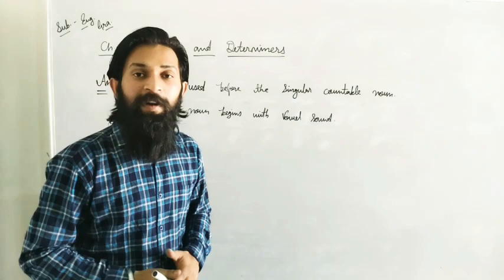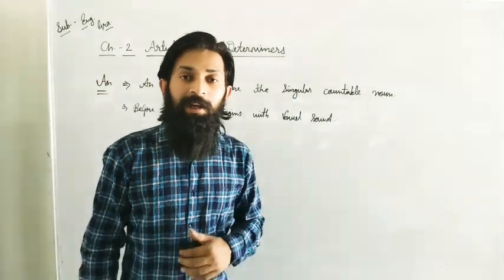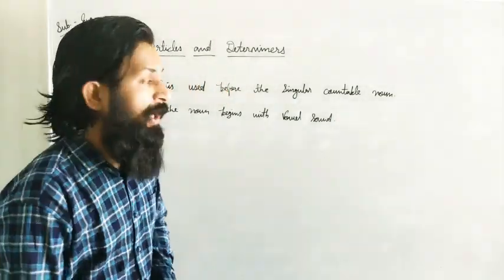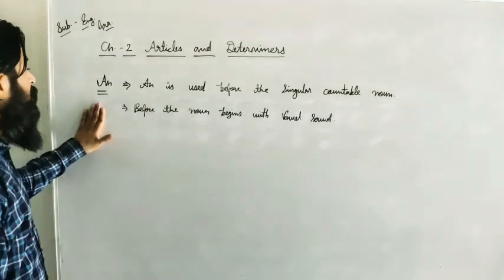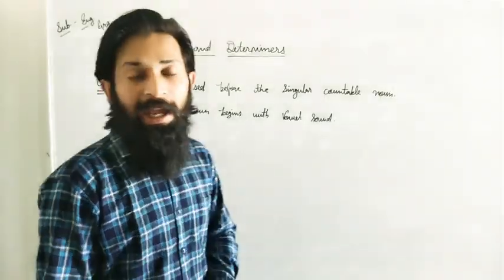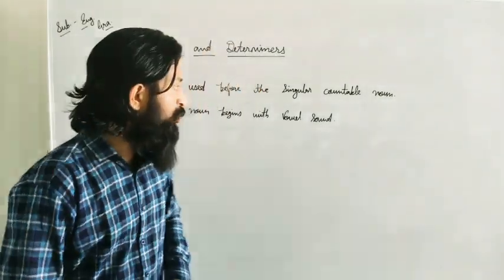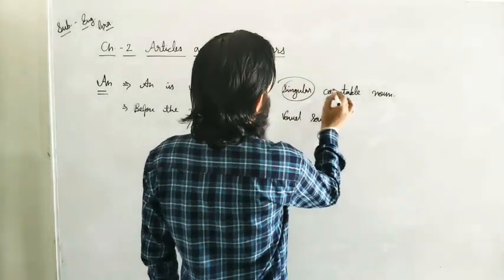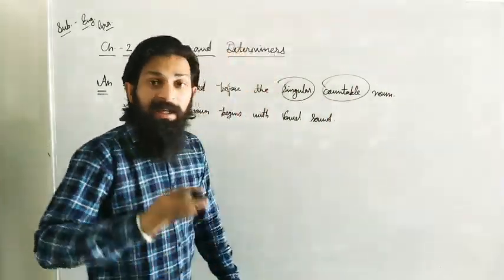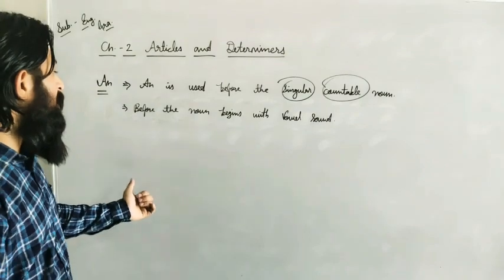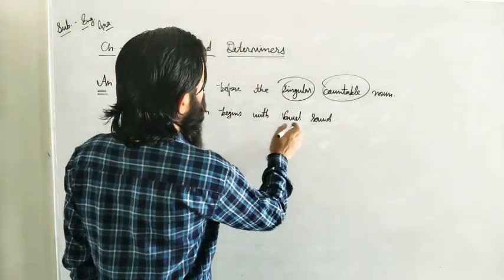Dear students, now we will talk about the use of the article 'an', where we have to use the article 'an'. If we talk about the similarity between 'a' and 'an', both are used before a singular and countable noun. And the difference is only one thing here: before a noun that begins with a vowel sound.